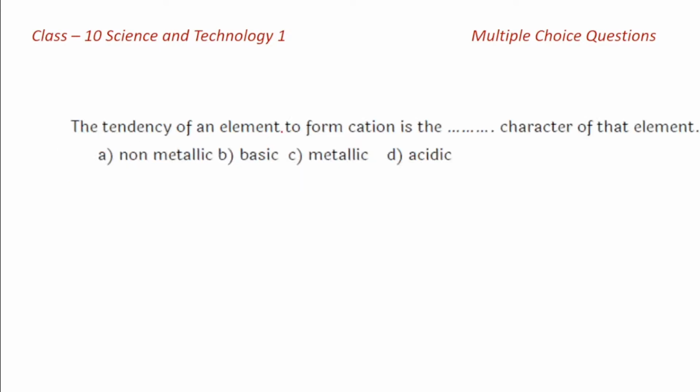The tendency of an element to form cations is the dot dot character of that element. Non-metallic character, basic character, metallic character, or acidic character. The correct answer is option C. The tendency of an element to form cations is the metallic character of that element.